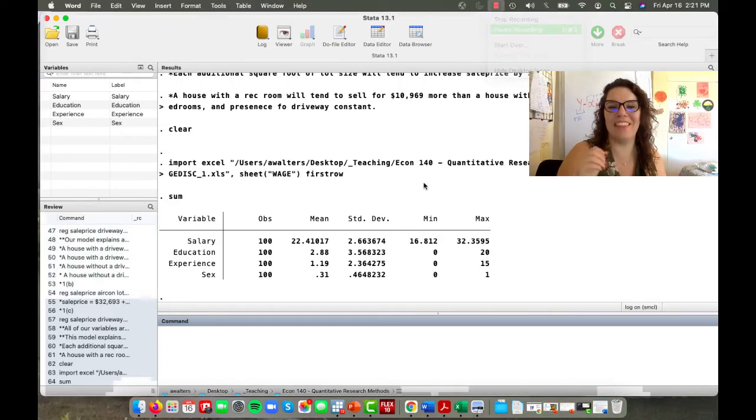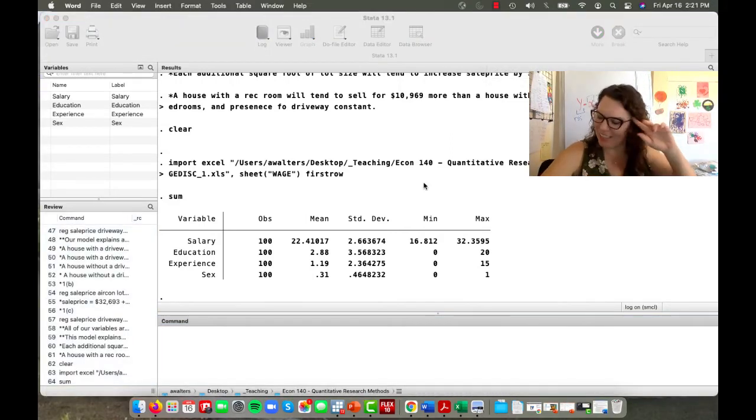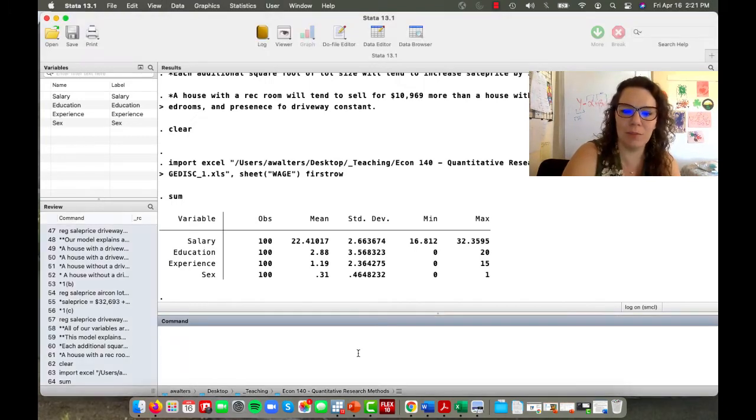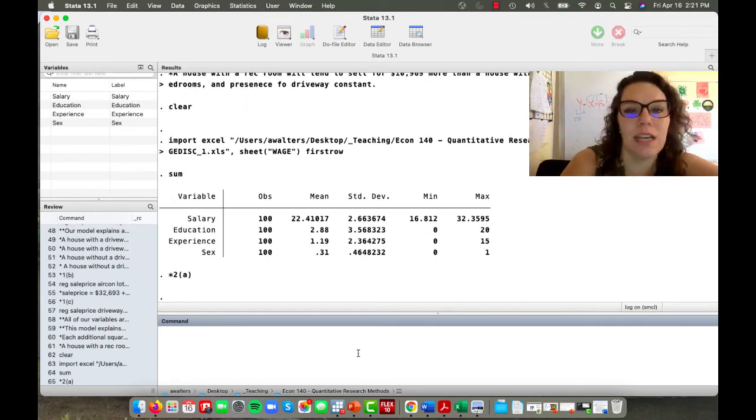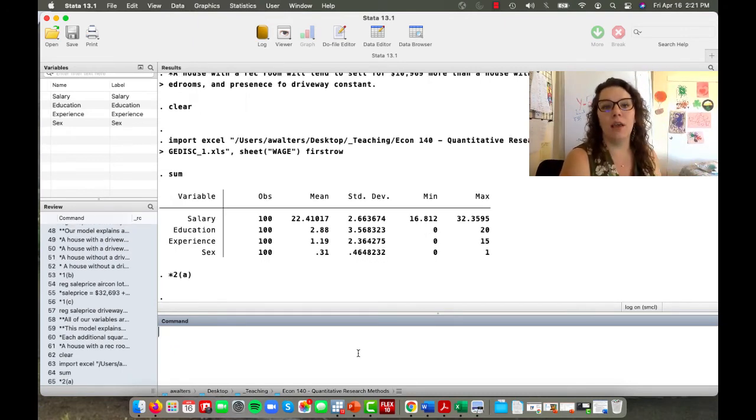So the first thing I ask you to do in 2A is to basically interpret those summary statistics. I want to know what the mean salary is, what the mean education level is, and what percent of the sample is male. And if you're not sure with this stuff, you can always go to your textbook. Your textbook has this stuff in it.